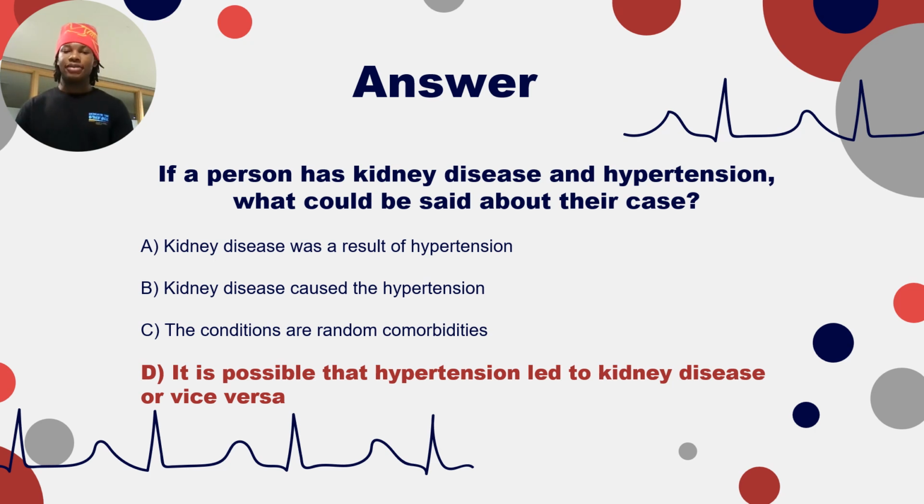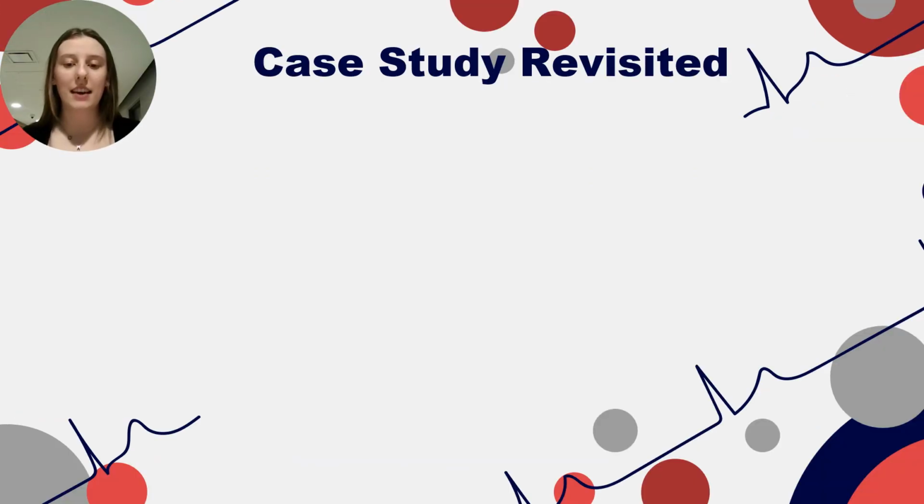The correct answer is D. It is possible that hypertension led to kidney disease or vice versa. Both of these conditions have compounding effects on the other. Now let's revisit the case study.